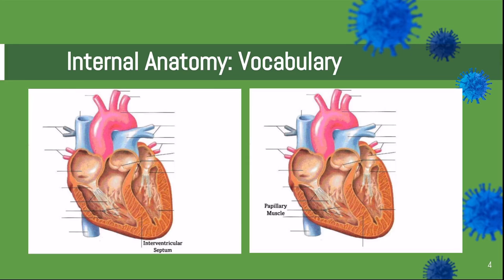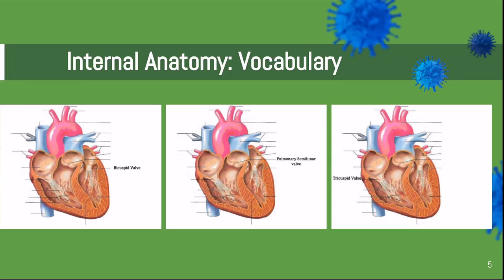The bicuspid valve is where blood is pumped through from the left atrium to the left ventricle. This valve prevents blood flowing back from the left ventricle back into the left atrium. The pulmonary valve is where blood is pumped through, and this valve prevents blood from the pulmonary artery flowing back into the right ventricle. Next is the tricuspid valve.